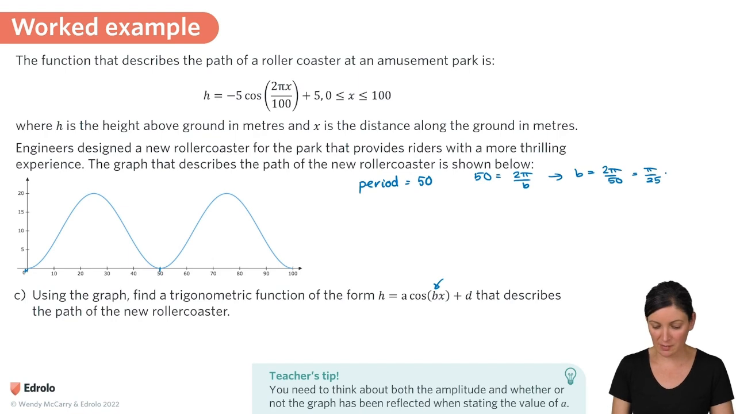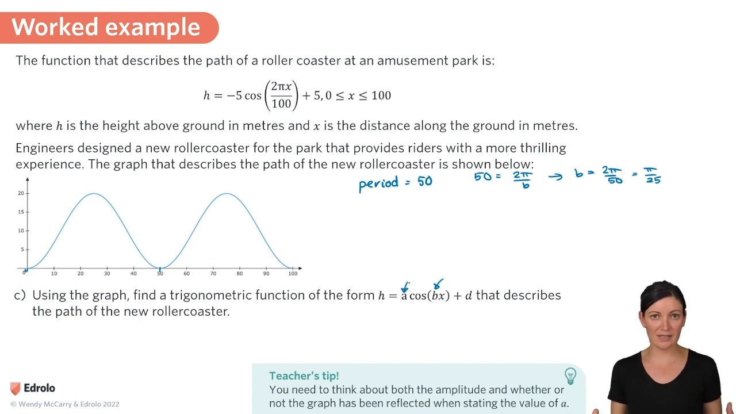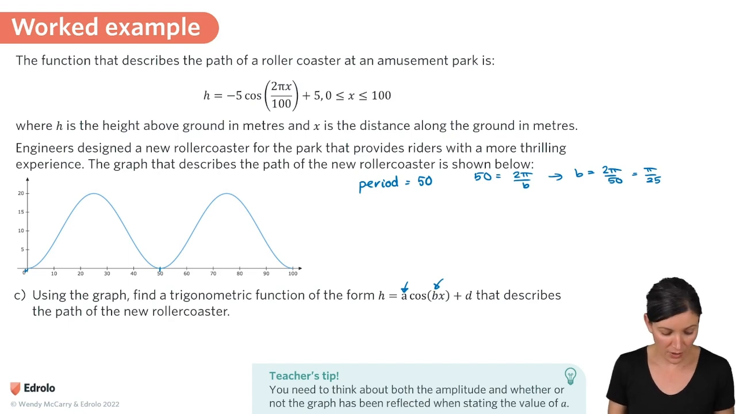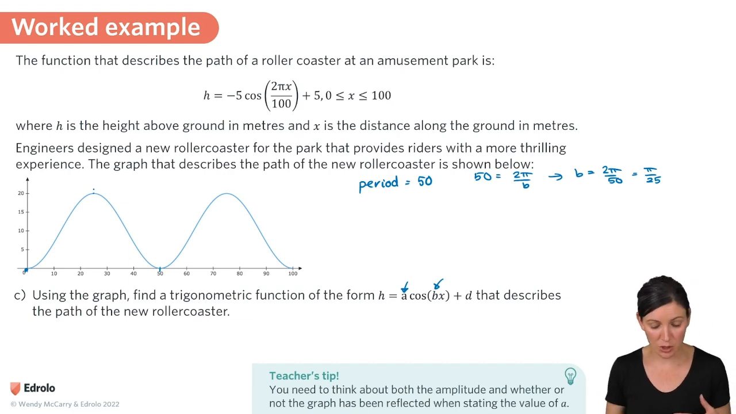Okay, so that's my b. Now let's take a look at a. Remember, a is dealing with the amplitude. So the amplitude is half the distance between the minimum and the maximum of the graph. So we can see the minimum is 0, the maximum is 20, so the amplitude is 10.